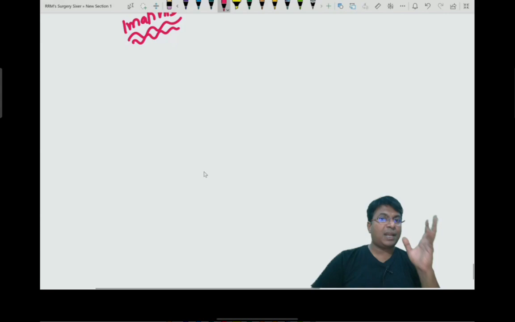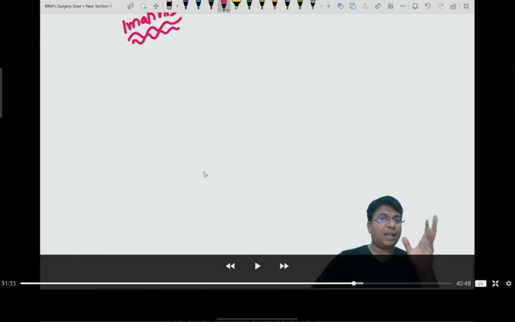Then I told you about MFH, malignant fibrous histiocytoma. This was mentioned as the most common tumor in the previous edition. Now it is not mentioned there. It is most common in lower limb. So please don't forget, it is malignant fibrous histiocytoma, most common in lower limb, followed by retroperitoneum sarcoma.